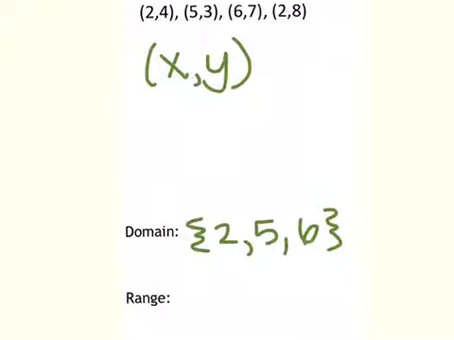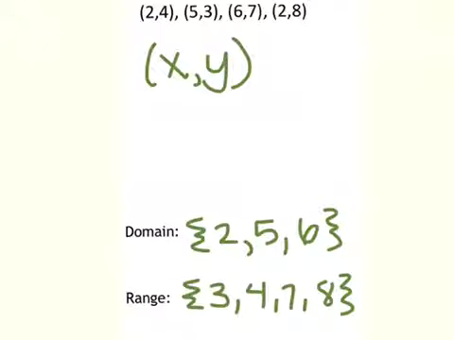And then for the range, we're going to do the exact same thing. So our lowest number is 3, and then we have a 4, and then a 7, and then an 8. Close it off, and there's your answer.